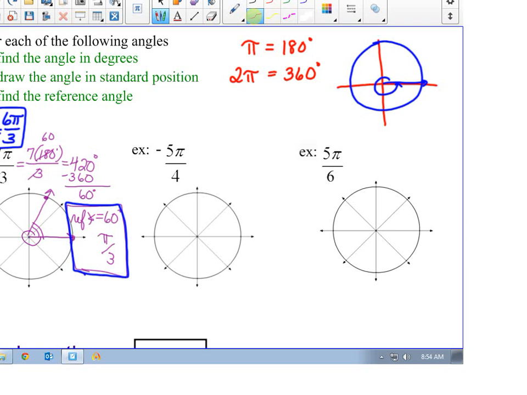Okay. Next question. Find the angle in degrees. So we're going to substitute in for pi 180. It's negative this time. And negative 5 times 180, or you could divide 4 into 180 as 45. This comes out to be negative 225 degrees. So we know how to draw negative 225 perfectly through the center.